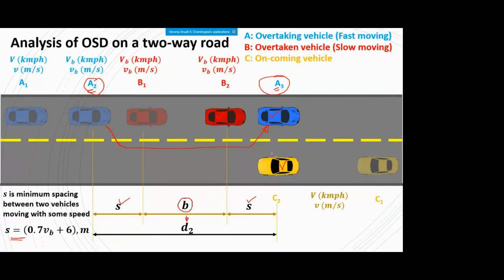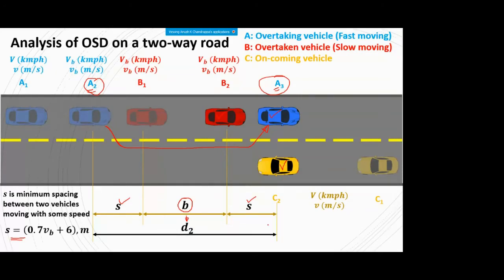But for now, we will not consider vehicle C, because if you see in the D2 distance, only two vehicles can be accommodated. That is the blue one and the red one, the overtaking vehicle and the overtaken vehicle, or fast moving vehicle and slow moving vehicle.